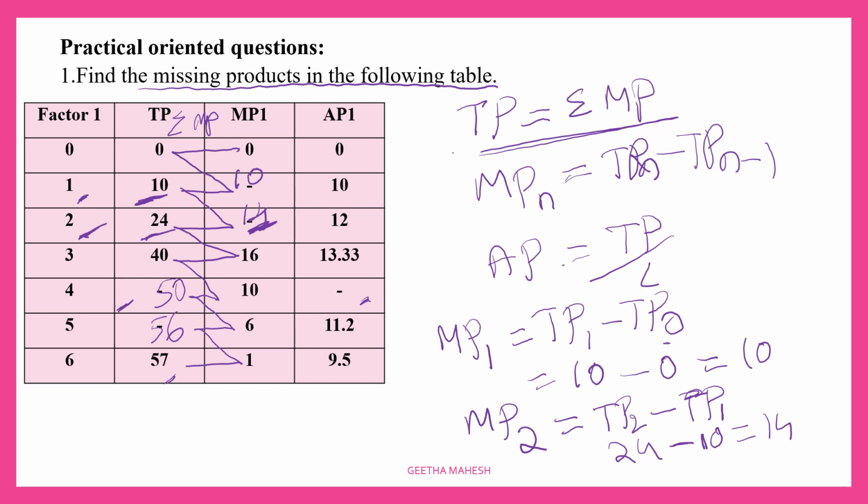How will you find out the average product? We know average product is equal to total product divided by labor. So, what is the total product for this? That is 50. 50 divided by 4 is equal to 12.5. So, write down here 12.5. This is how you need to find out a missing product. It is important for 5 marks.